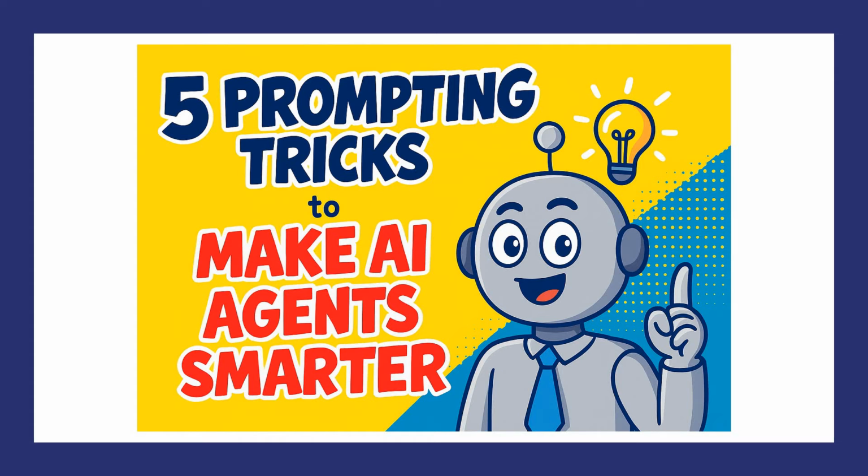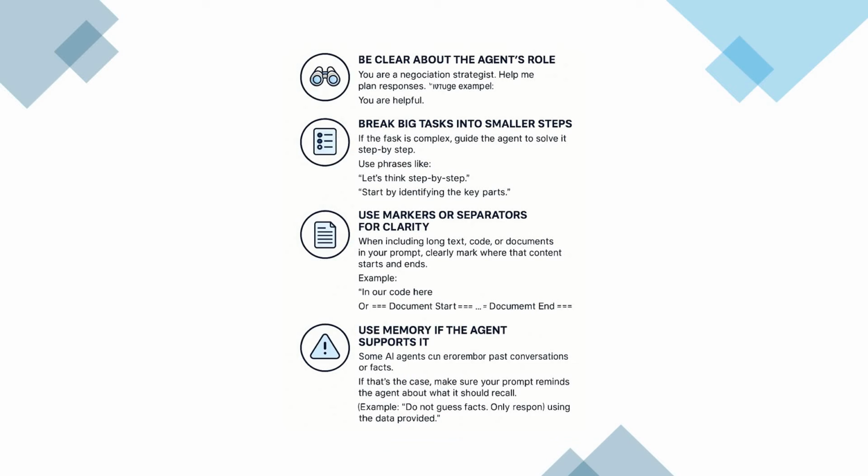The first and foremost tip is you need to be very clear about the agent's role. Always be explicit about the agent's role. Don't just say you are helpful. That's very vague. Instead, you need to say something like, you are a negotiation strategist, help me plan responses. The clearer the role, the better the agent will understand the tone, domain, and intent of the task. This sets the foundation for consistent and context appropriate responses.